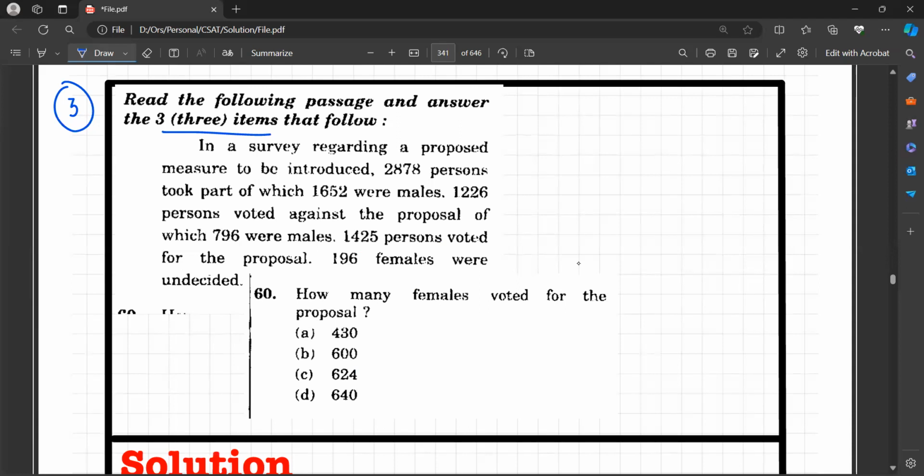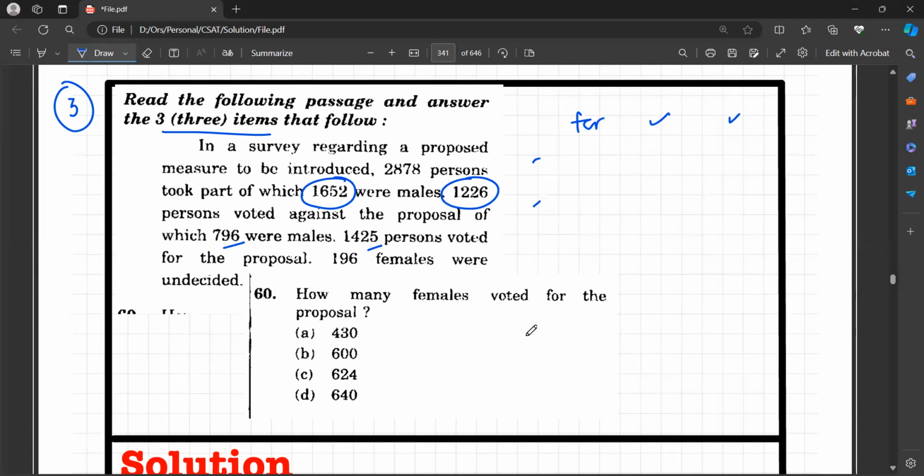Let us read the passage. In a survey regarding a proposed measure to be introduced, 2878 persons took part, of which 1652 are males. 1226 persons voted against the proposal, of which this thing. 1425 voted for the proposal. 196 females are undecided. Now we know here there can be a for case, there can be undecided case, there can be an against case in which male, female would be there.